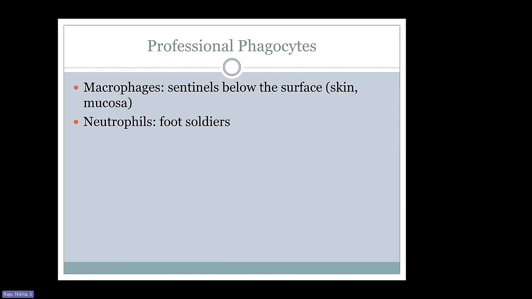Now we move on to another part of the innate immune system, and we'll talk about the phagocytes. So what are the two professional phagocytes? Macrophages and neutrophils. The difference? Macrophages are sentinel cells, which means they are in the tissue, below the surface under skin or mucosa, and they are there so that they can watch out for any incoming invaders. Compared to neutrophils that are mostly in the circulation, and they are like foot soldiers. When called upon, they go to the site of infection, they kill the microbes, they do their job, and in the process get killed themselves.